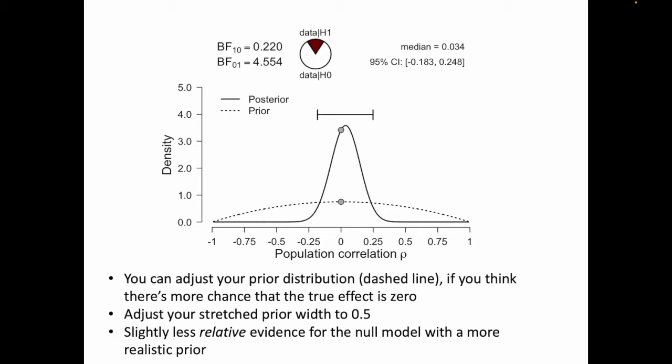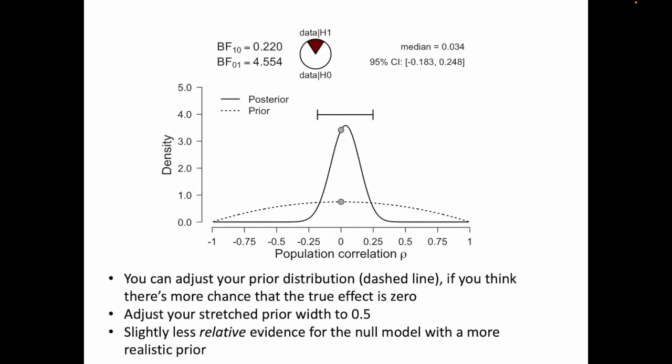When that really isn't the case. So what you can do is adjust your prior distribution, or your prior belief. Here we can see that we believe there is much more chance that the correlation is 0, or much less chance that the correlation is either 1 or -1.